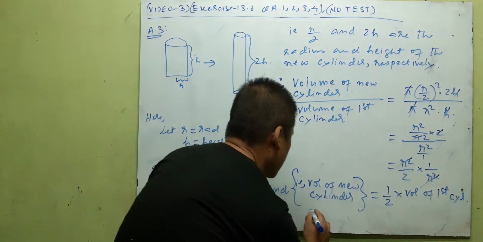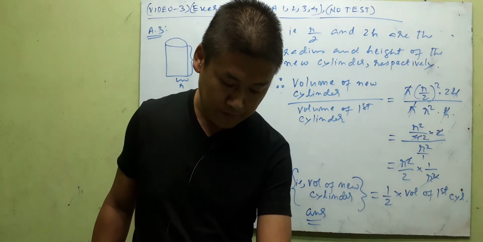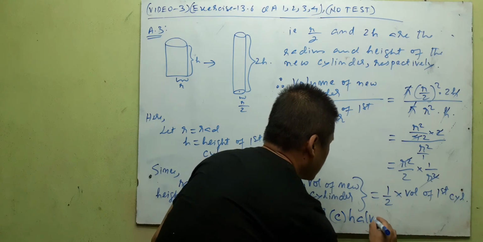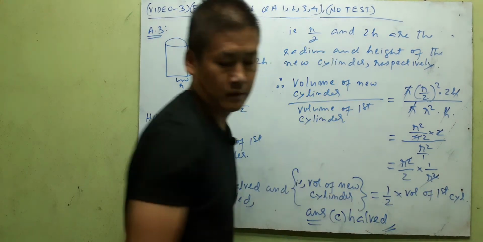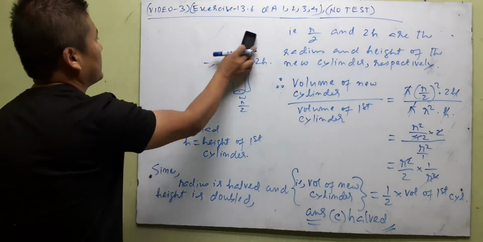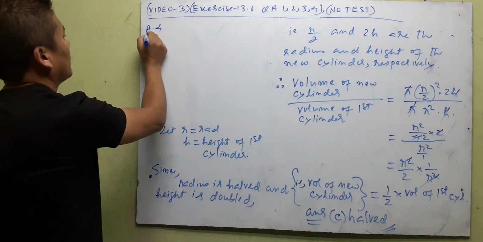So the answer choice that is matching this one is, now go there, A is same, B is double, C is half, so C is the right choice, halved. As you can see, it's matching the answer that you got here, right? So next, last question before this video ends. No test for this, as I said, then A4.